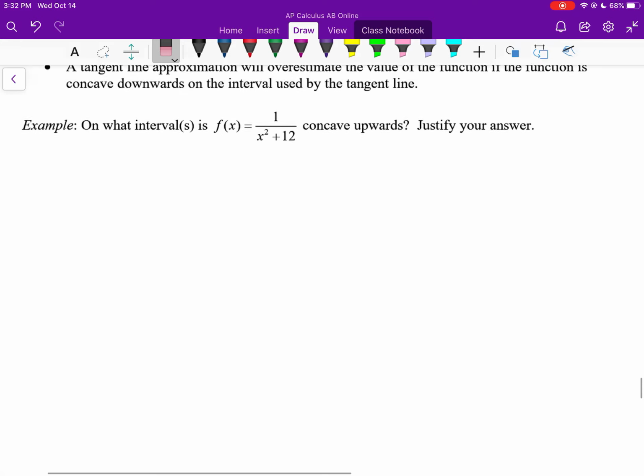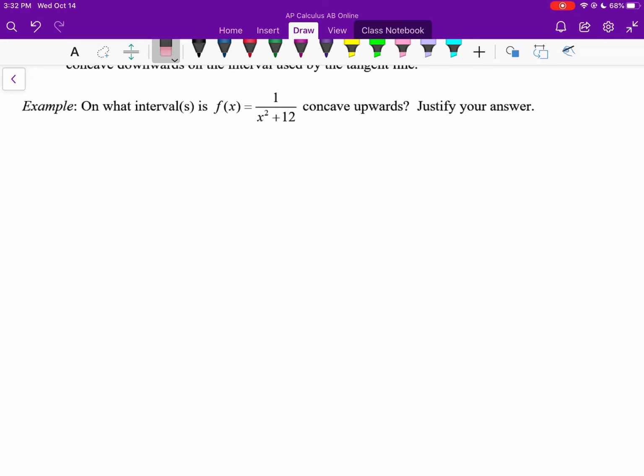And so our first problem we come to is they want to know on what intervals this function is concave upwards, and they want us to justify our answer. And again, with a lot of these problems, the difficult work is actually finding our first derivative and our second derivative. So let's go about trying to do that.